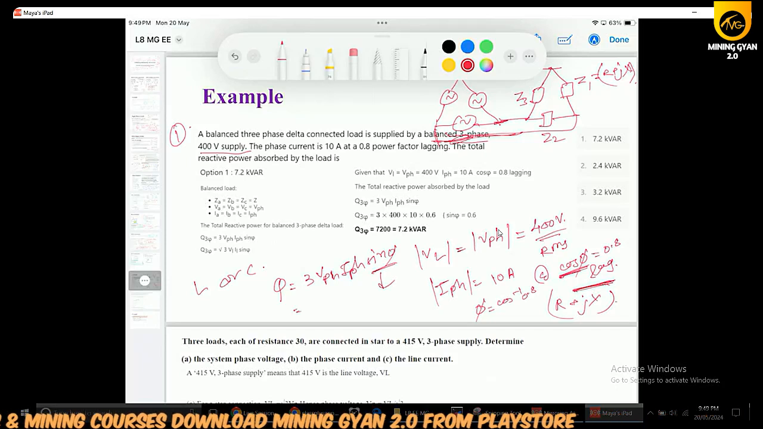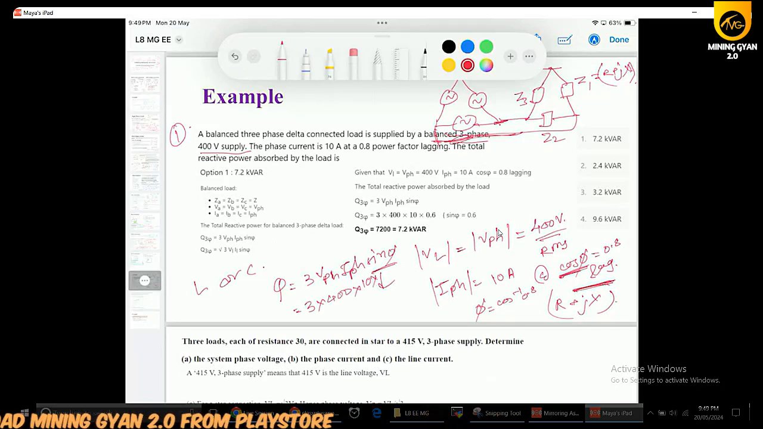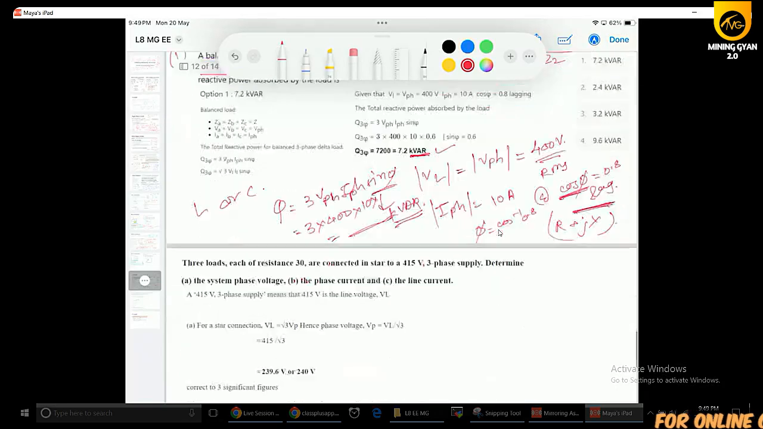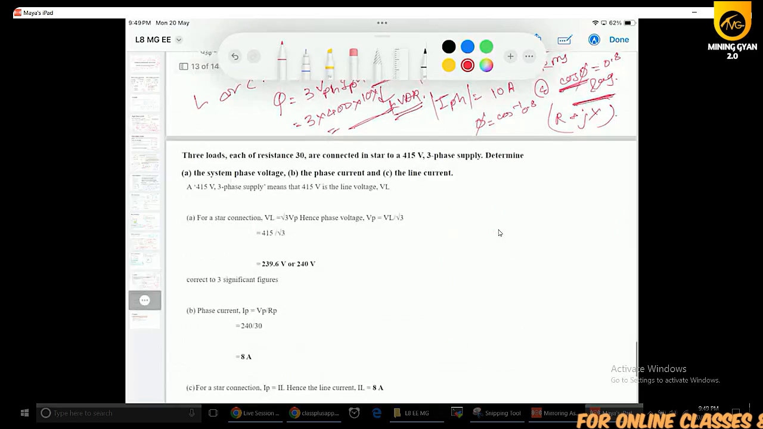Okay, and V phase is 400 volts, and how to calculate the I phase? I phase is already given, 10. So this is how you can calculate the reactive power, and the unit will be kVAR, kilovolt ampere reactive, and that is the unit of reactive power. This is the answer. Okay, next question is, three loads each of resistance 30 ohm are connected in star.